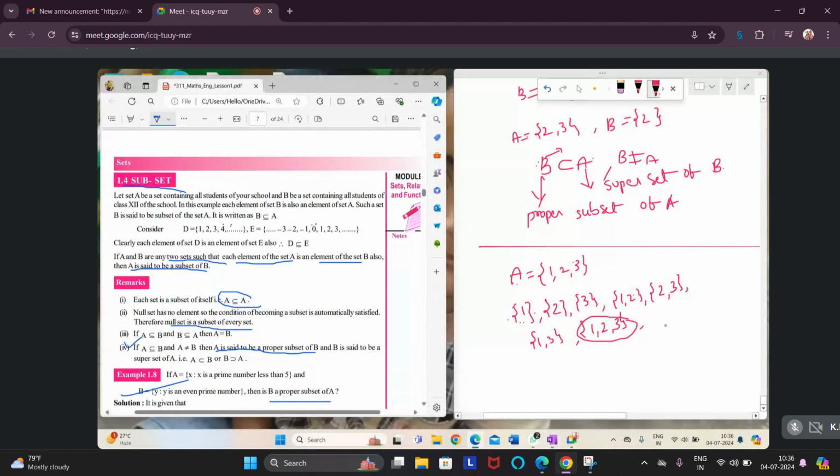Null set is a subset of every set on Earth. So the null set is also a subset, this one. So total 8 came.